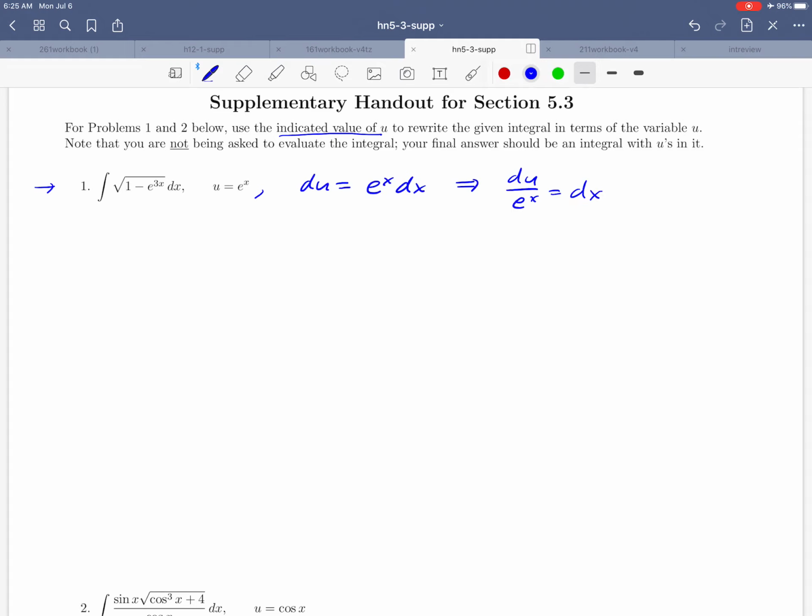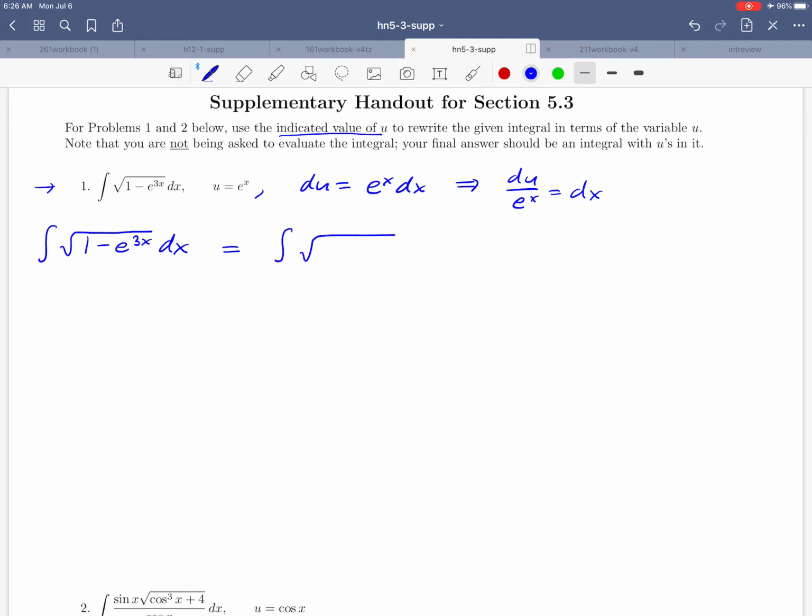So the integral that we're starting with looks like the square root of 1 minus e to the 3x. And the goal, again, is to do this substitution to rewrite our integral in terms of u. Well, how do we do that? It's not so obvious how we actually do the substitution in this case. We need to make an algebraic observation here, and I'm going to go ahead and show you what this is.